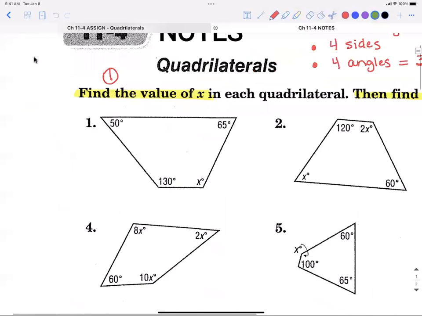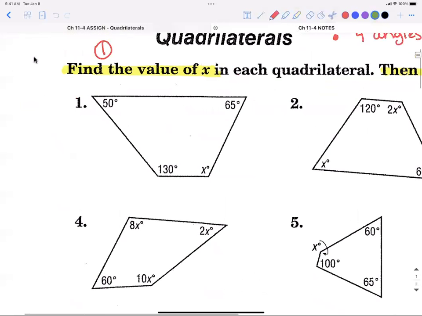All right, so for number 1, this is pretty basic, right? We've got 3 angles given, we're missing 1. So we can do this in a more generic way; we don't even have to use algebra on this first one. You certainly can. You could do 65 plus 50 plus 130 plus x equals 360, combine like terms, and solve for x.